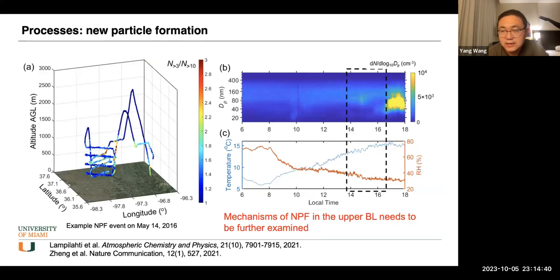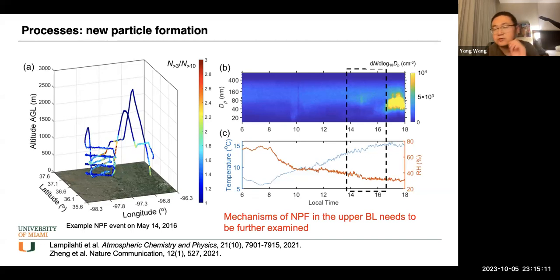You can see that only at the end of the flight measurement, we're starting to see some of these smaller Aitken mode aerosols, which are caused by this upper boundary layer new particle formation event. We also plotted the flight track for this campaign, where the color represents the ratio between the concentration of particles above 3 nanometer over the concentration of particles above 10 nanometer. So you can see that the spatial scale for this upper boundary new particle formation event is also quite big.